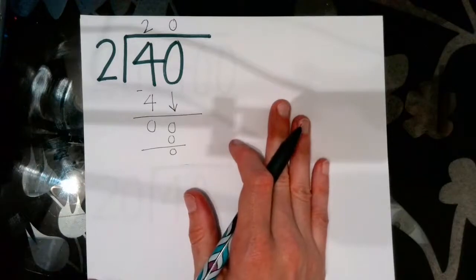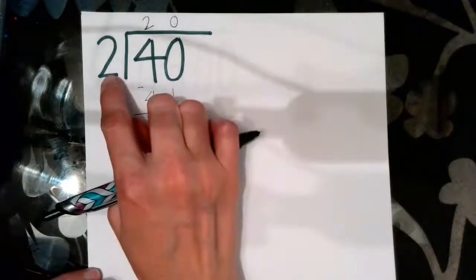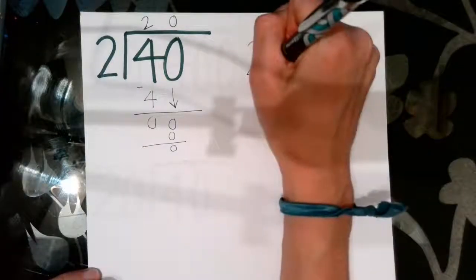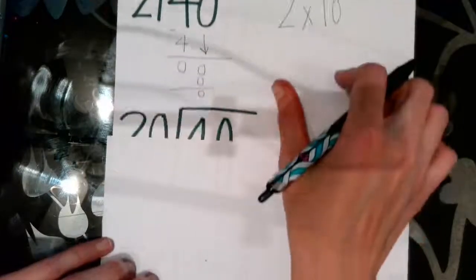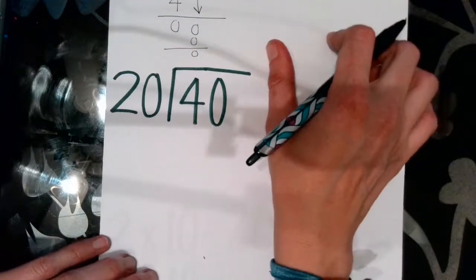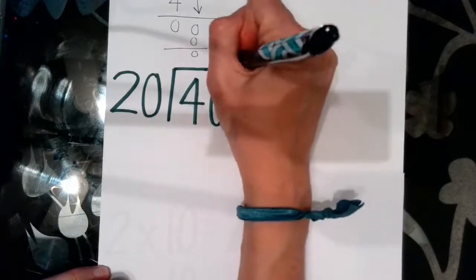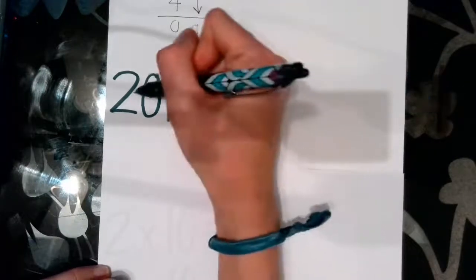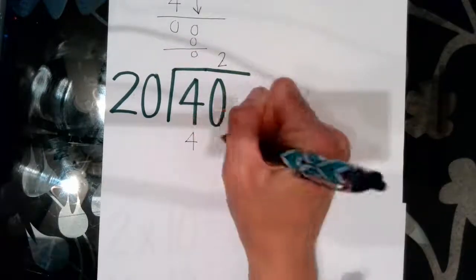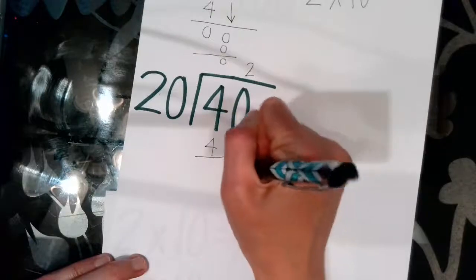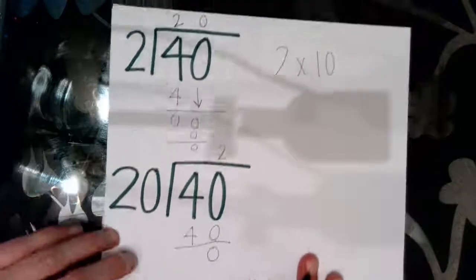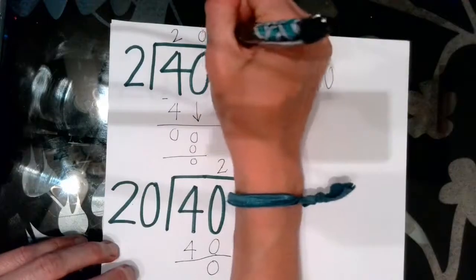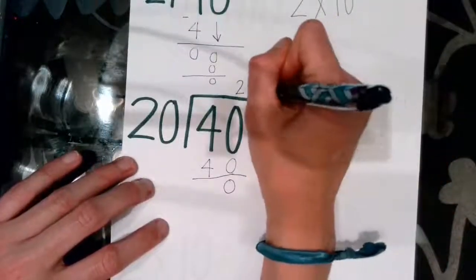So now we are going to multiply the 2 by 10. So we're going to do 2 times 10, and 2 times 10 is 20. So this time we're going to see if we get the same answer by dividing 40 by 20. I know that 20 goes into 40 2 times, and 2 times 20 is 40. My goal was to get the same exact answer, but instead I got 2.